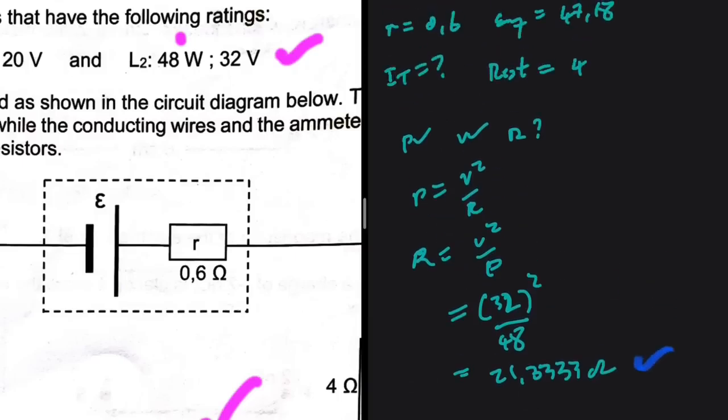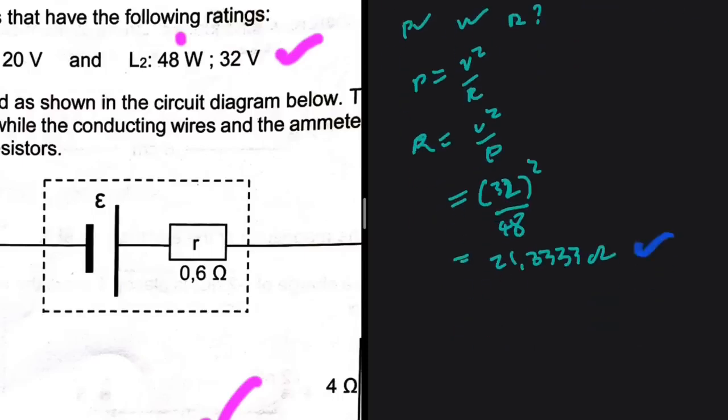So R external is going to be 4 plus 21.3333, right? What I'm about to conclude, we can conclude without actually doing this calculation, but the question says let's calculate, so I'm just respecting that. So 25.3333 ohm is the new resistance.